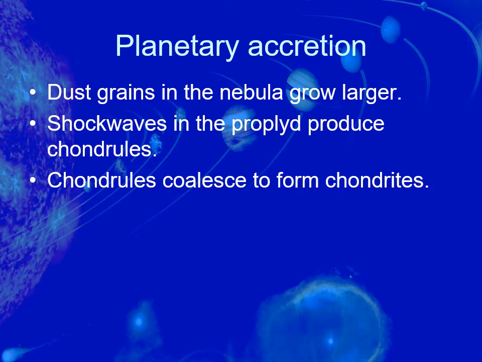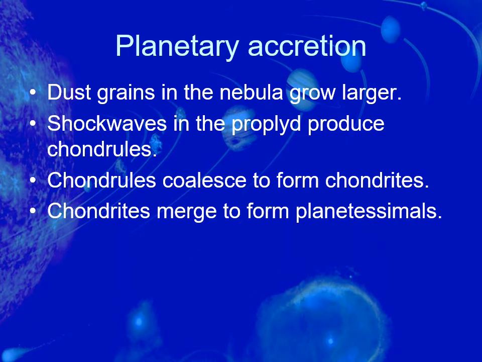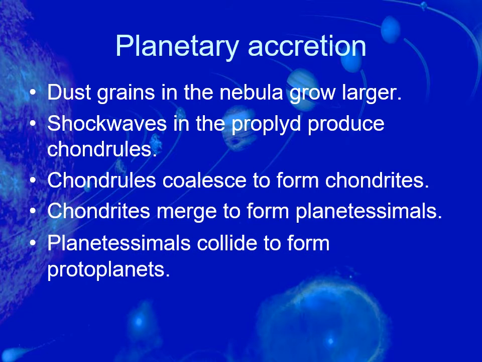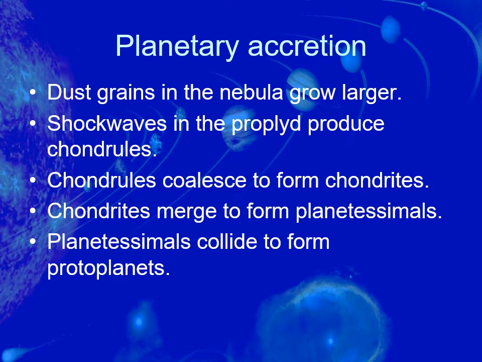So those chondrites become the first meteorites, the first big solid things in the solar system. As chondrites run into each other, they eventually merge and form miniature planets that we can call planetesimals. These are almost like asteroids out there. And so these planetesimals are forming, and they eventually will collide and form into protoplanets.